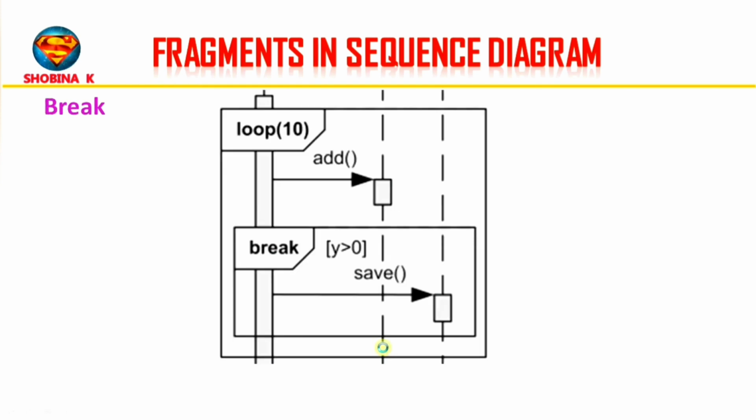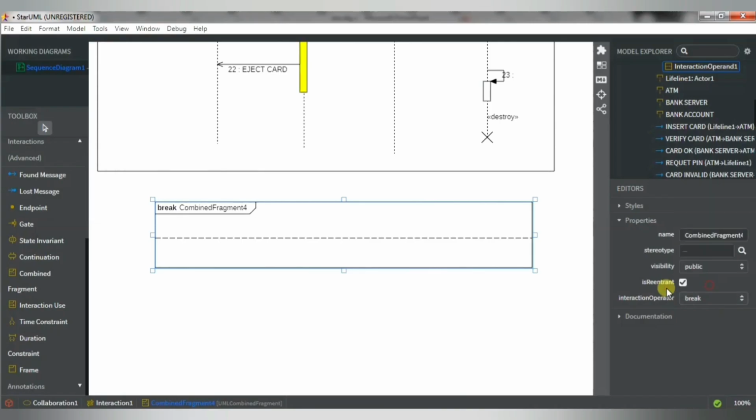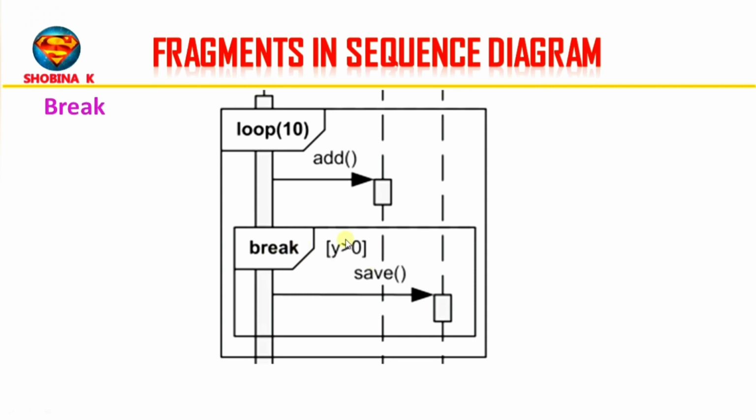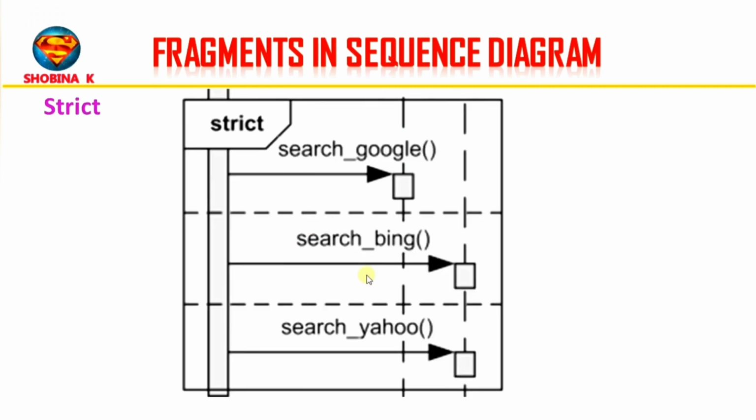Next, the break interaction operator, which is similar to the break mechanism in other programming languages. The interaction operator break represents the breaking or exceptional scenario that is performed instead of the remainder of the enclosing interaction fragments. A break operand with a guard is chosen when the guard is true. When the guard of the break operand is false, the break operand is ignored and the rest of the enclosing interaction fragments proceeds. Next, the strict interaction operator.